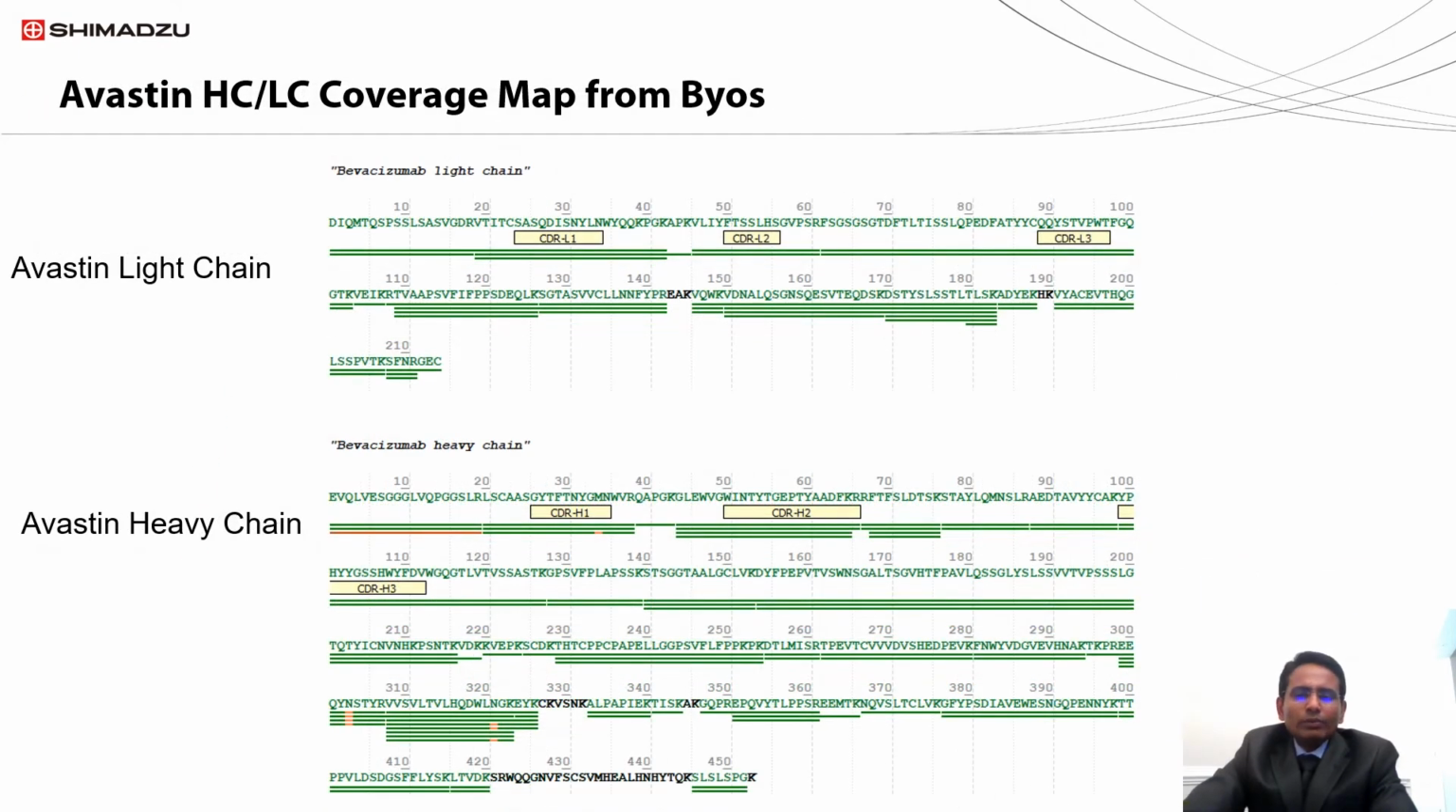We have performed similar analysis for Avastin mAb, and you can see the Avastin light chain on the top and Avastin heavy chain on the bottom. In both cases, the peptide mapping sequence coverage was nearly 100%.